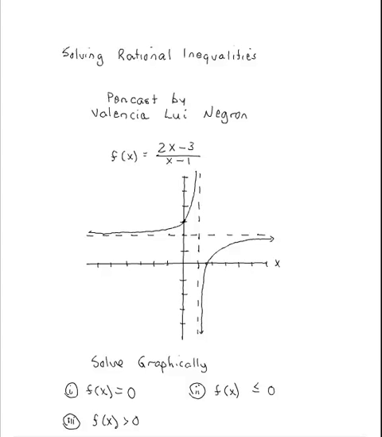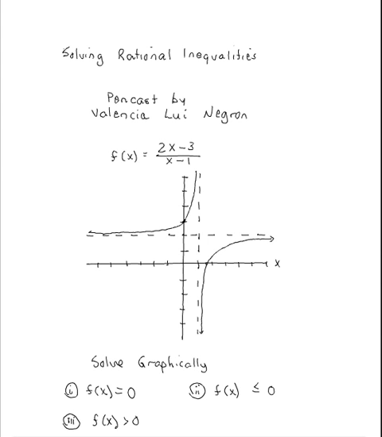We want to take a look at solving a rational inequality. We're given a function f of x is 2x minus 3 divided by the quantity x minus 1. If you'd like, you can feel free to put this into a graphing calculator. We have a sketch provided, and we're going to be solving these graphically.